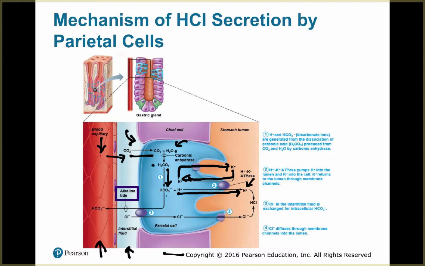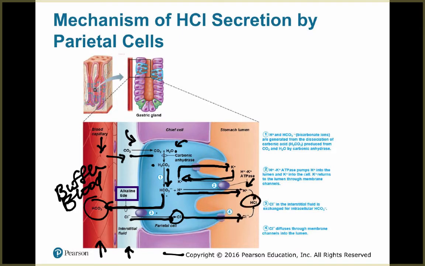The next part that we're looking at is that within the interstitial fluid, you also have chloride. So on here, we're getting chloride to come in and bicarbonate to leave, because that's how this pump works. So you're getting bicarbonate going out to help buffer the blood. And then from that, we're able to get chloride in, and this is going to diffuse into here and make HCl.